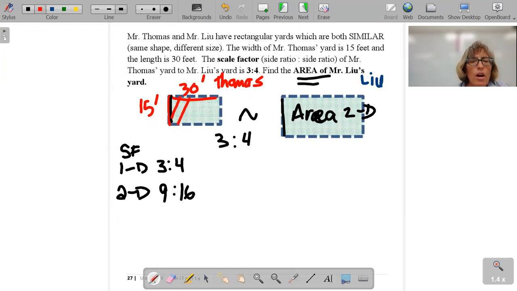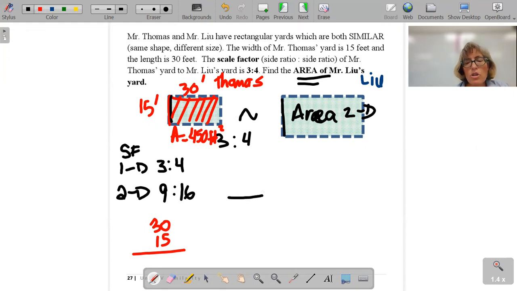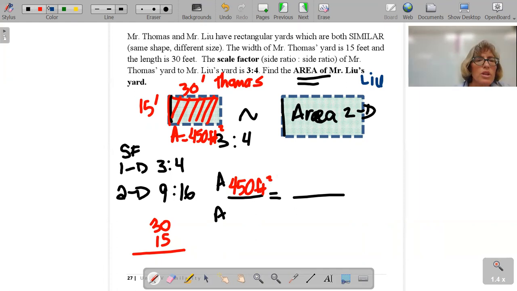So we find the area of Mr. Thomas's yard, which is 30 times 15, which is basically 15 times 3, and you add a 0. So the area here is going to be 450, and it's going to be feet squared. So we're going to make a ratio of area to area. Mr. Thomas' area is 450 feet squared. Mr. Liu's area is the unknown feet squared.